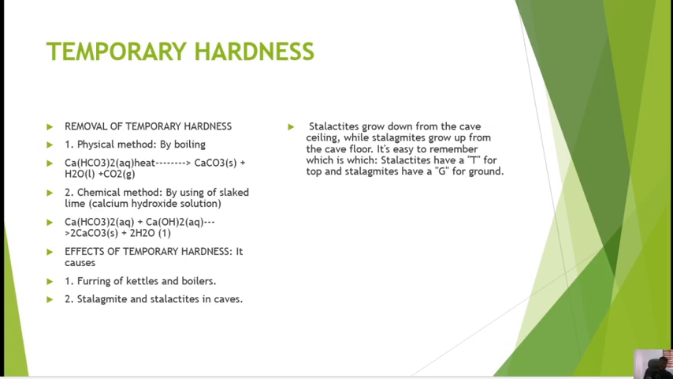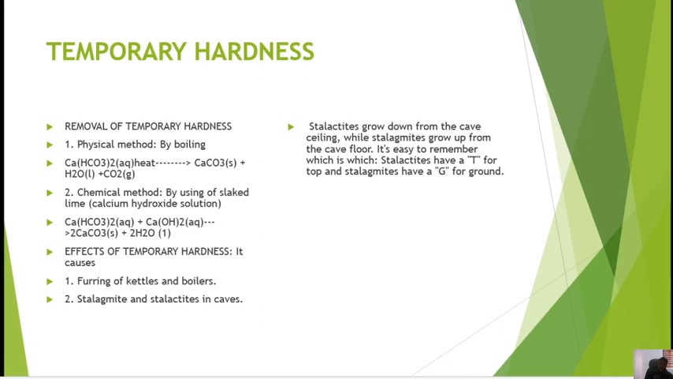What are the effects of having temporary hardness in your water? First of all, it causes furring of kettles and boilers. You notice this whitish stuff that is formed when you use your boilers. Probably you don't use boilers, but when you use your kettles to boil hard water, automatically you have those white things that are formed. That's what we refer to as furring.